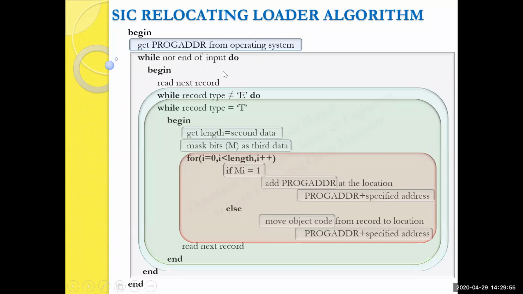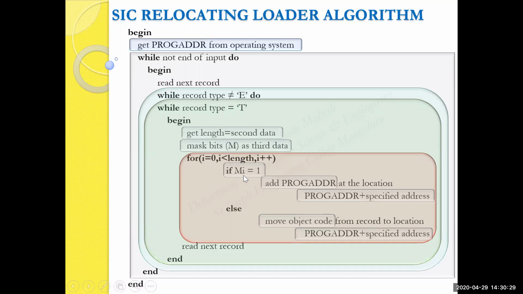Thereafter, records are processed one after the other until the end of the input is reached. For every record fetched, examine if the record type is E. If it is not E, whenever the record type is T, the object codes have to be moved into the memory location whose address is specified in the text record plus the program address. However, while the object code is moved, it is important to check if the relocation bit associated with the object code is 1 or 0.